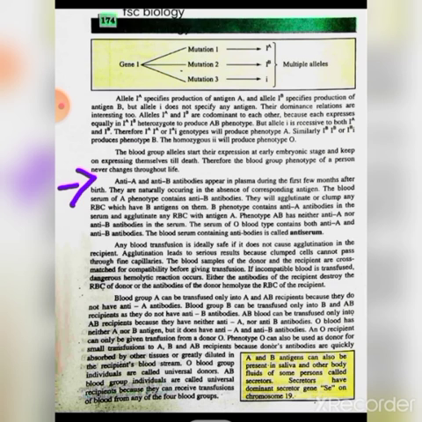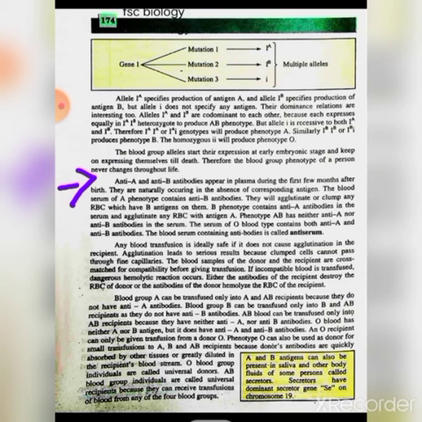The blood serum of A phenotype contains anti-B antibodies. They will agglutinate or clump any RBC which have B antigen on them. B phenotype contains anti-A antibodies in the serum and agglutinates any RBC with antigen A. Phenotype AB has neither anti-A nor anti-B antibodies in the serum. The serum of O blood type contains both anti-A and anti-B antibodies.